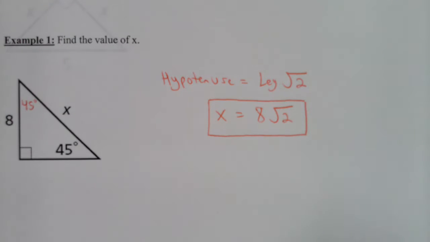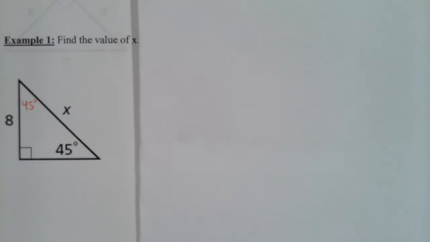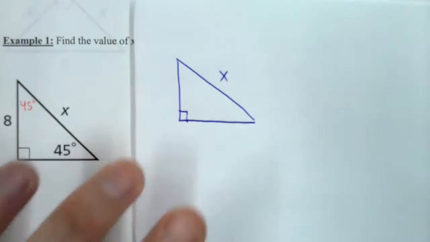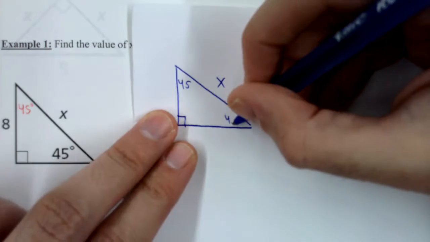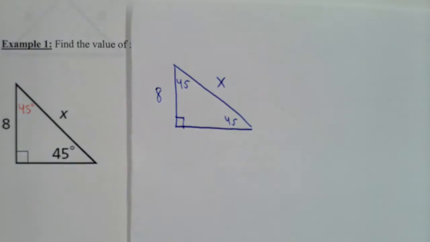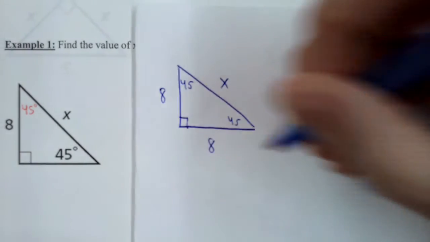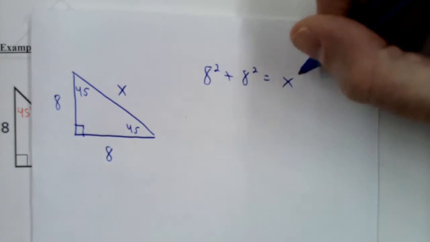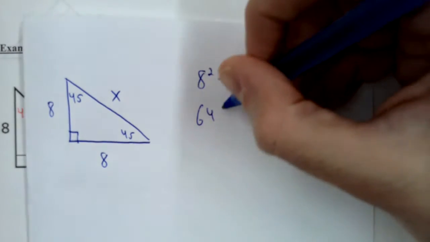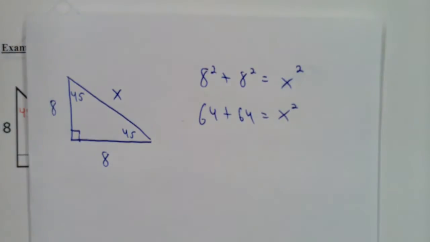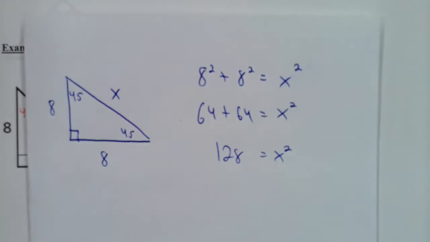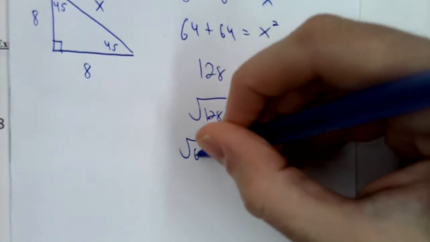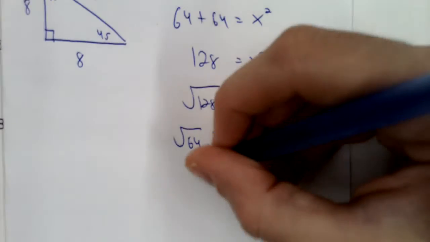So think about it like this. Suppose you did not know the theorem, and I said solve this for x. What would you do? You know this is 8. And if these two angles are the same, then the sides opposite them have to be the same, so this would have to be 8 also. But you'd have to use the Pythagorean theorem, right? You'd have to do 8 squared plus 8 squared equals x squared. 64 plus 64 equals x squared. 128 equals x squared. Square root of 128 equals x. Square root of 64, square root of 2 equals x. 8 square root of 2 equals x.